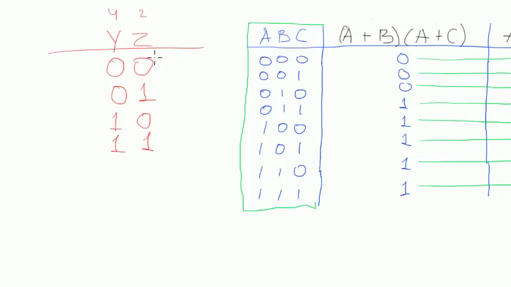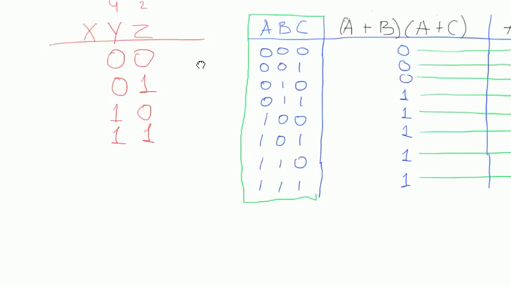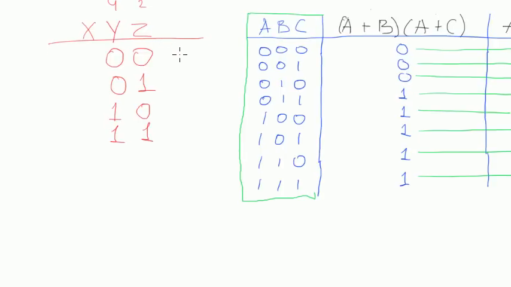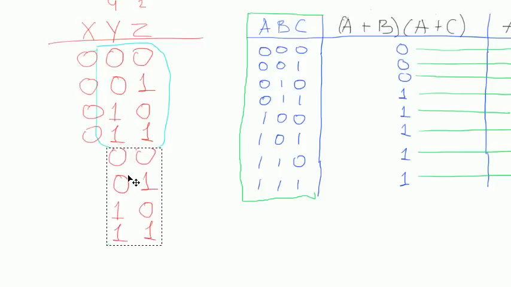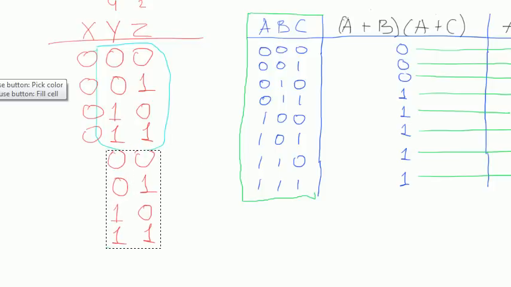Well, let's say we introduce another variable, x. In this case, we have twice as many cases, because we have all these cases for x equal to 0, and we have all these cases again, but for x equal to 1. Let's write it down.